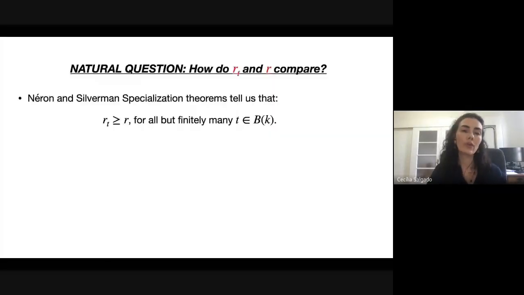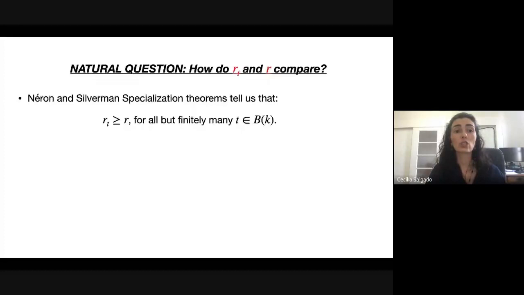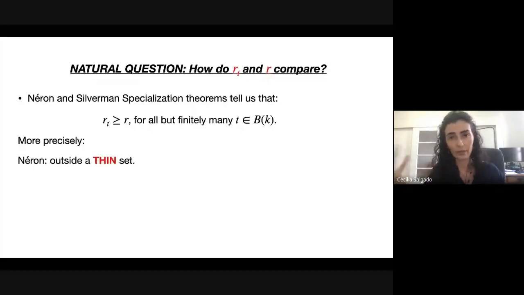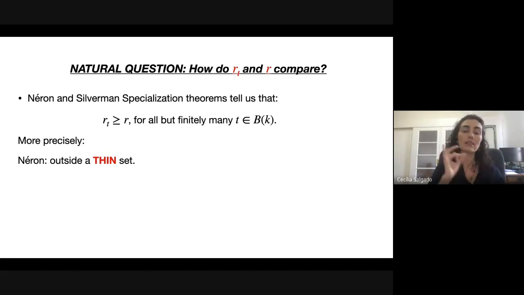And Néron's theorem, just to be more precise, is much more general than that because he deals with higher dimensional varieties. So Néron deals with fibrations whose fibers are abelian varieties over a base which can have higher dimension than 1. What he shows is a quite strong result, which is that R_T is at least R, away from a thin set. Thin is here in red to remind me and you that I'm going to tell you what this is soon, but you have to be patient, okay? So wait a little bit and you will know what is thin.